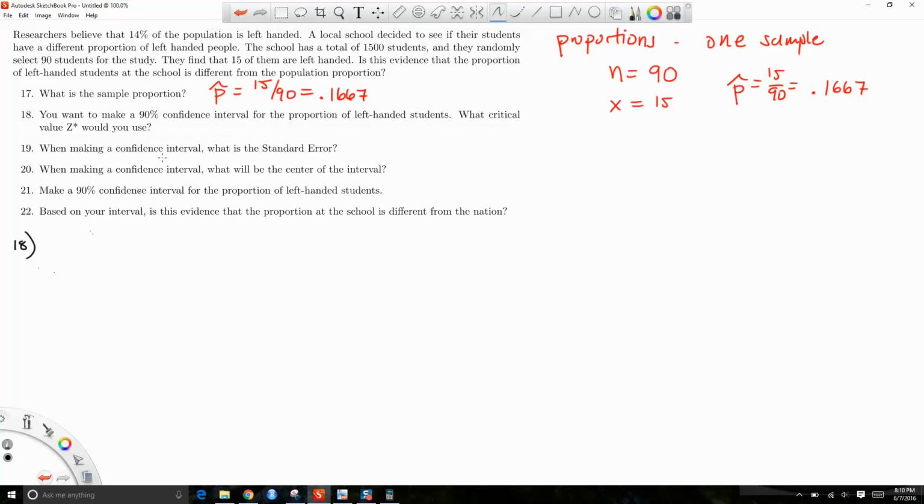Okay, we're going to make a 90% confidence interval. So what is the critical value z star we would use? 1.645. That's just a given. Anytime you're going to do confidence intervals for proportions, there's just 4 values you need to know. And for 90%, that value is 1.645.